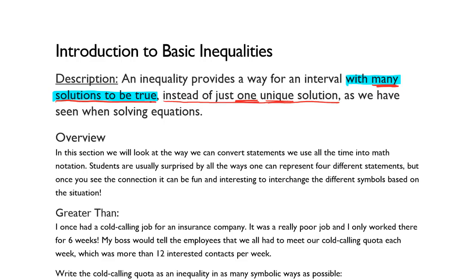In this section, we'll look at the way we can convert statements we've used all the time into math notation. You probably don't realize that you've been using inequalities in your everyday talking language, but we're going to look at examples of ways that you do use those in everyday language and how you can represent those statements to these symbols based on the situation.